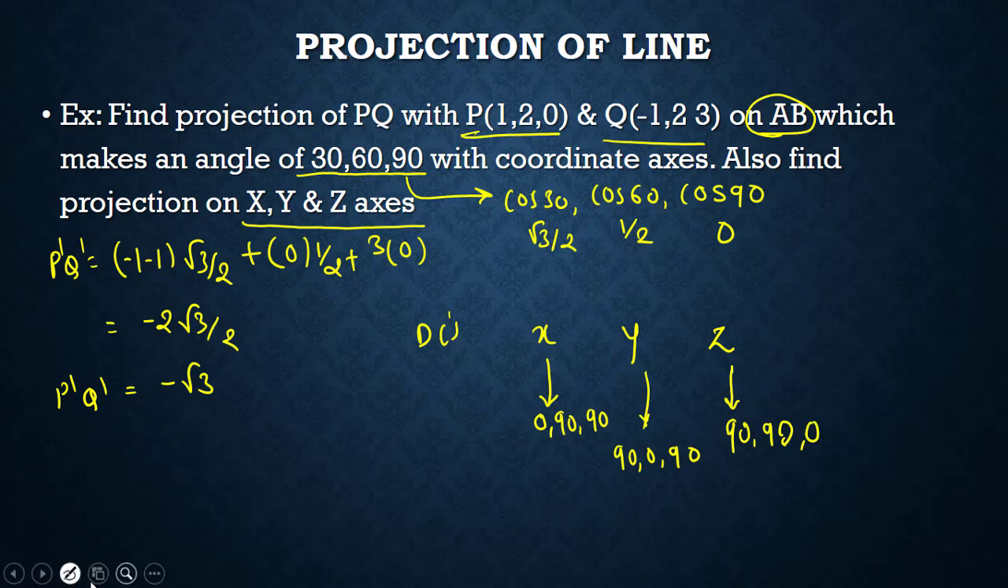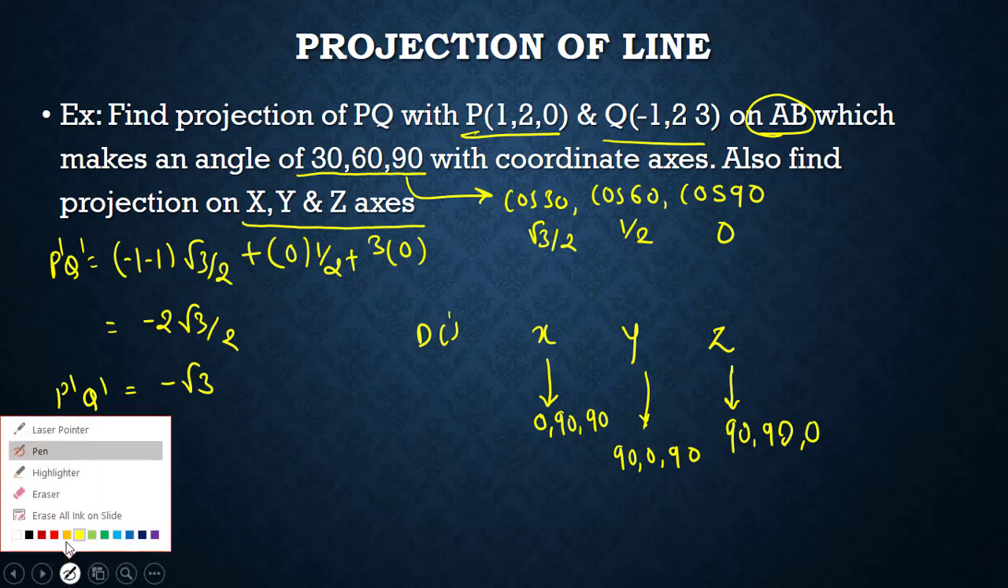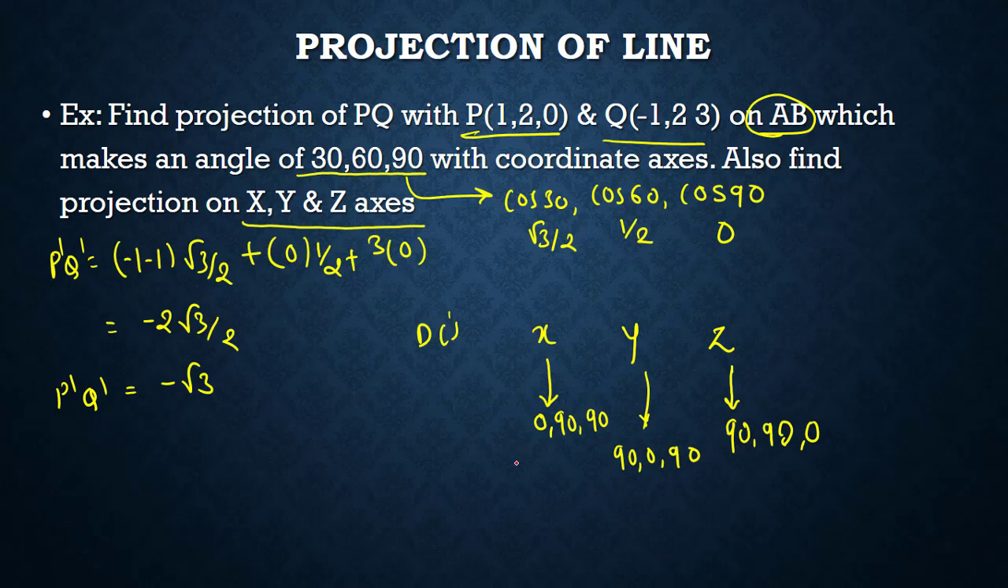So what will be the direction cosines of the X axis? It is cos 0, cos 90, cos 90, which is 1, 0, 0. Y axis is 0, 1, 0 and Z axis is 0, 0, 1. Again, the most important thing: one question has appeared in a previous year based on this concept. So what will be the projection of PQ on the x, y and z axes?